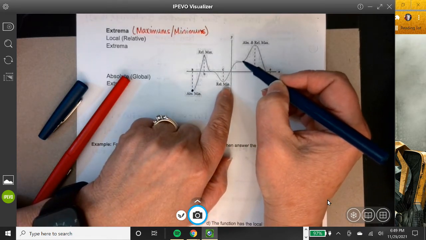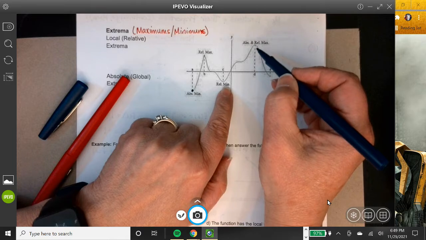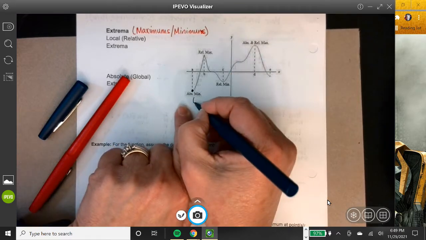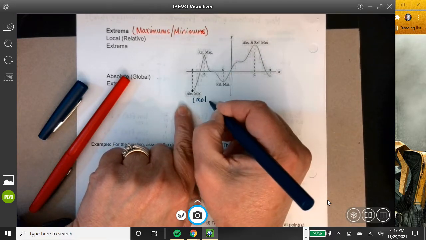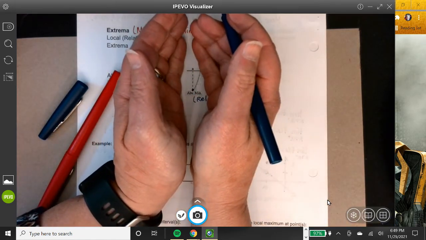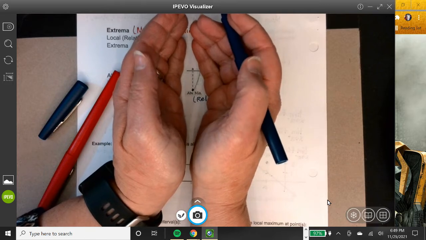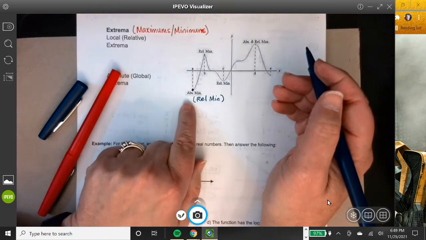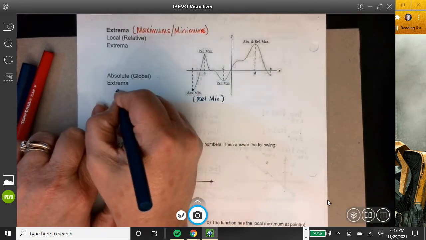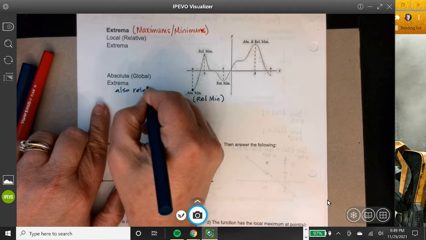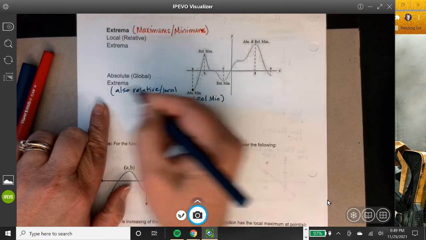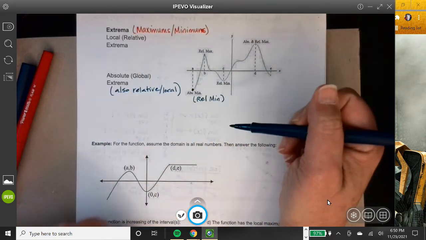And then I keep going, and at x equals d, I have an absolute, which is also a relative max. Now this is also a relative minimum. Because in the neighborhood here of this absolute minimum, is that the lowest in its local neighborhood? Yes, so the absolutes are also relative or local because in their local neighborhood, they are the lowest y value, okay?